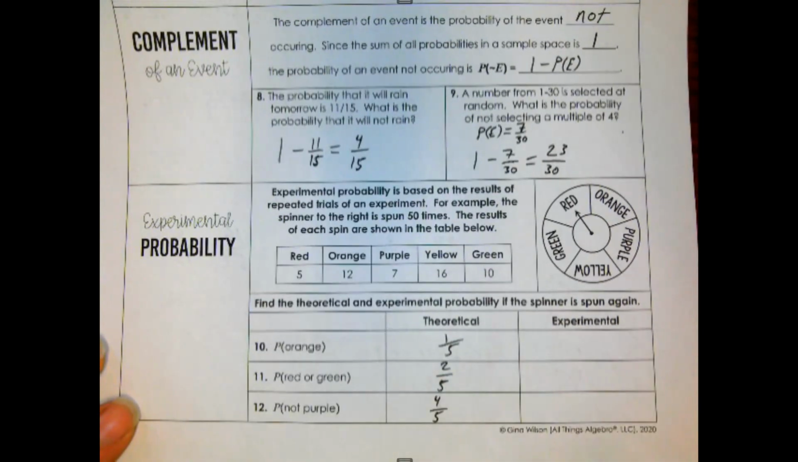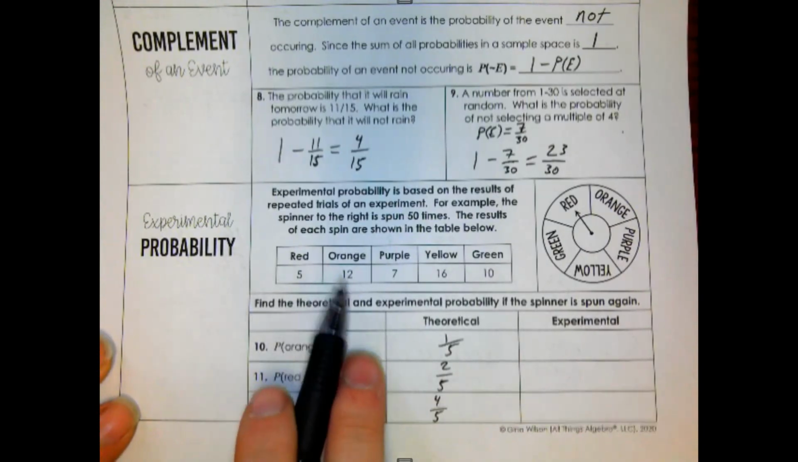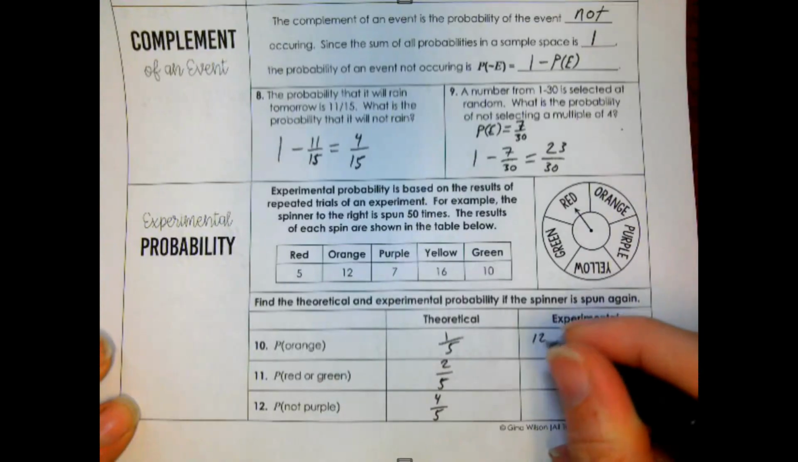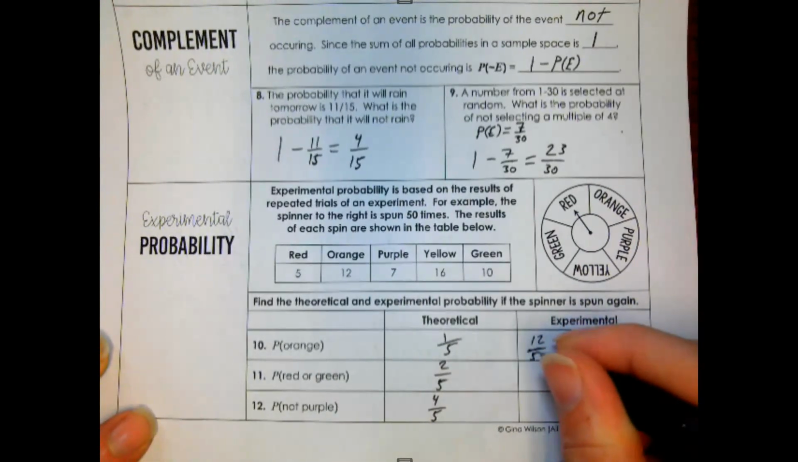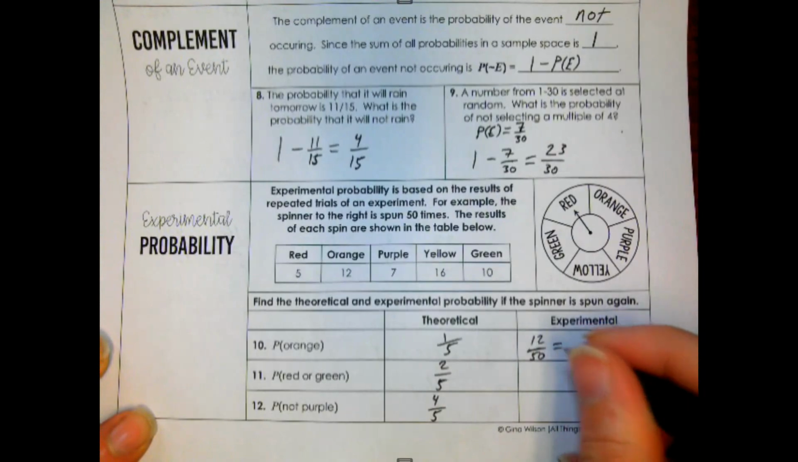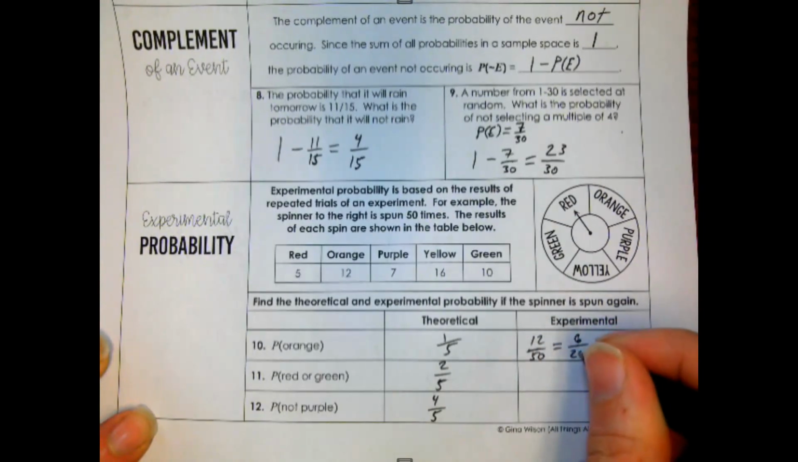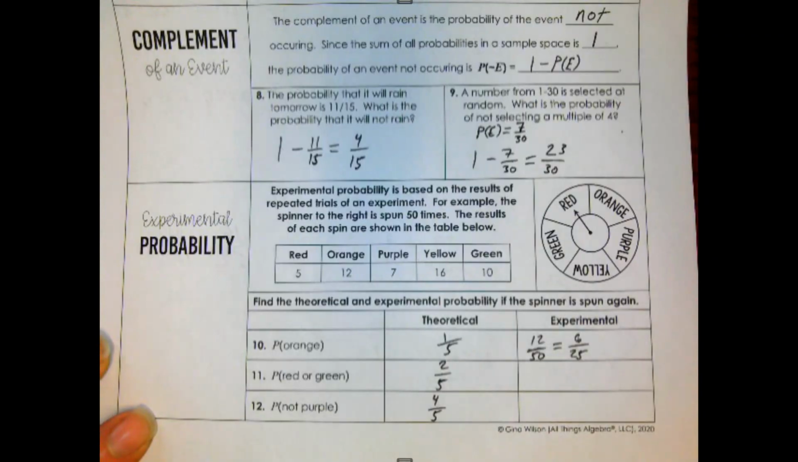Now, what's the experimental probability of spinning again and landing on orange? Well, based on our past experience of doing this, there's a 12 out of 50 chance of spinning the spinner and landing on orange, which we could simplify to 6 out of 25. So slightly more than 1 out of 5.